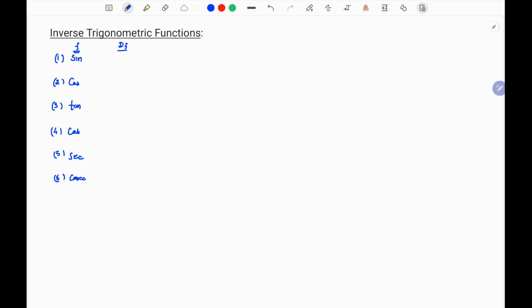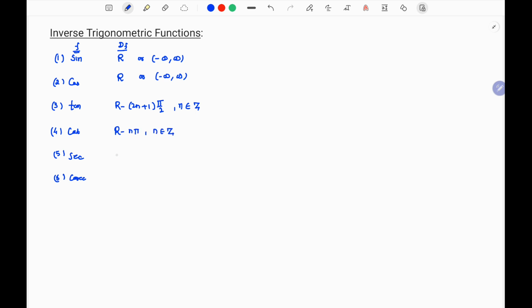Domain of these functions are: sine has the domain a set of real numbers, or we can write it as minus infinity to infinity. Cos is also having the domain R, or we can write it as minus infinity to infinity. Tan has the domain R minus (2n plus 1) pi by 2, where n belongs to a set of integers. That means n can have a value from 0 to plus minus 1, plus minus 2, plus minus 3, and so on. Cot is having the domain R minus n pi, where n belongs to set of Z for integers.